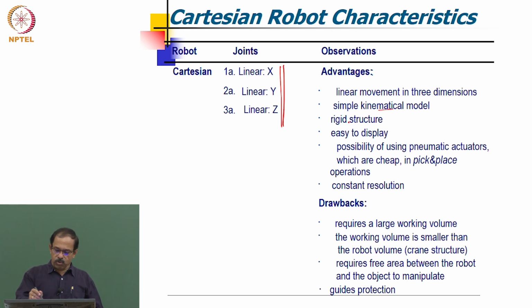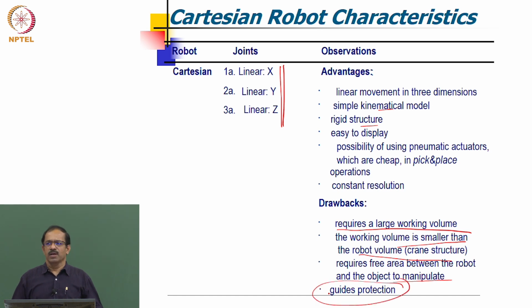So: simple kinematic model, rigid structure. The disadvantages are that the robot requires a large working volume, the working volume is smaller than the robot volume, it requires free area between the robot and the object to manipulate, and the guides need protection. The advantage is that it is very easy to visualize and program.